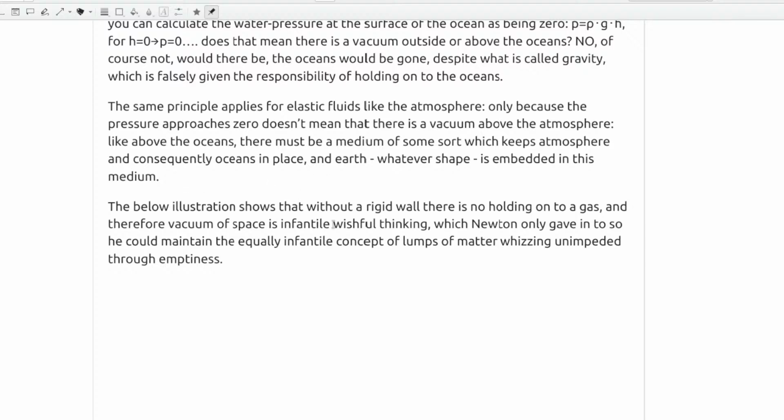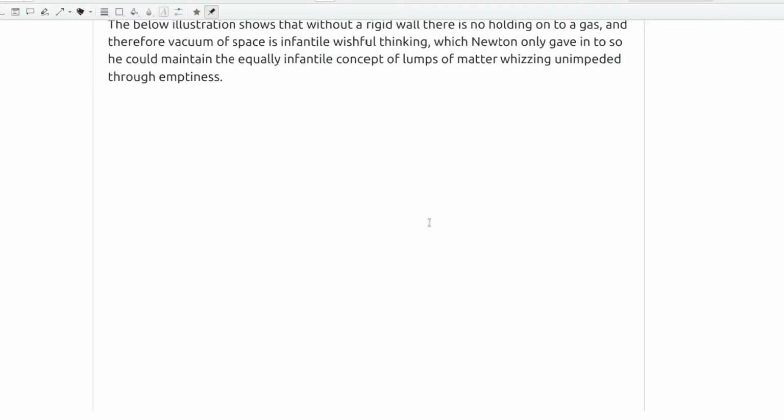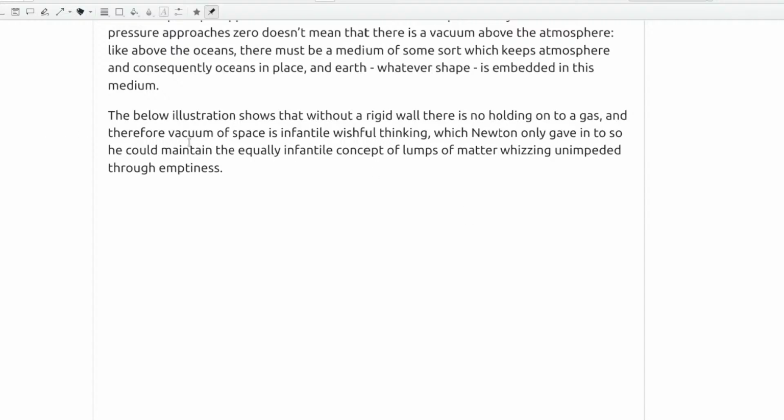The below illustration shows that without a rigid wall, there is no holding on to a gas, and therefore vacuum of space is infantile wishful thinking, which Newton only gave in to so he could maintain the equally infantile concept of lumps of matter whizzing unimpeded through emptiness.